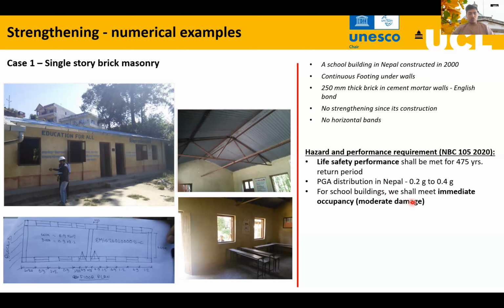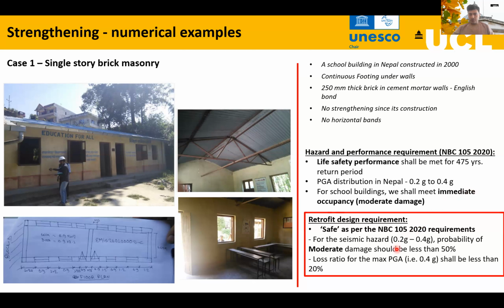No, the moderate, because this is a school building, we impose tighter safety regulation for schools because of the high importance factor. So we aim to ensure that the building should meet the immediate occupancy or moderate damage level after strengthening. And this is in accordance with the Nepalese seismic design code, NBC 105/2020. In Nepal, the code defines the seismic hazard to be in the 0.2Z to 0.4Z range. So those are the criteria for the retrofit design.